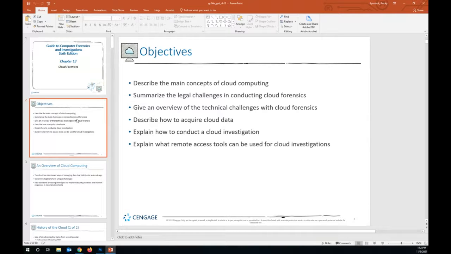We'll describe how to acquire the cloud data and how to conduct a cloud investigation. And also, we will look at what remote access tools can be used for cloud investigations.